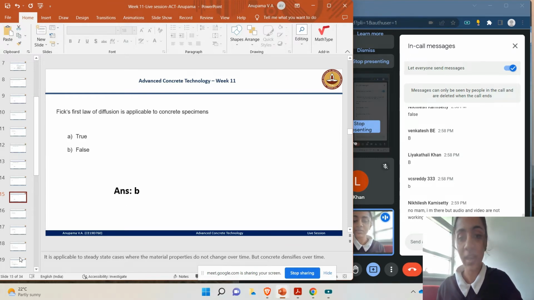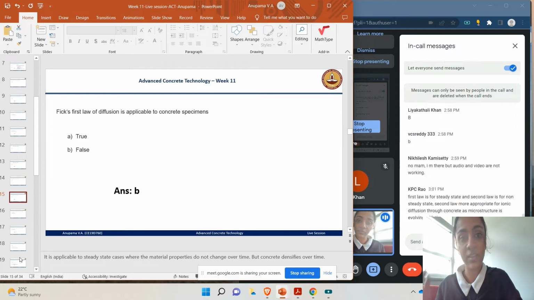As the concrete properties keep on changing over time, its strength is evolving, porosity is evolving, permeability is evolving. So in that case, it is not a steady state. Because of this, Fick's first law of diffusion cannot be applied. The first law is for steady state and the second law is for non-steady state. The second law is more appropriate for ionic diffusion through concrete as the microstructure is evolving with time. Yes, perfect.